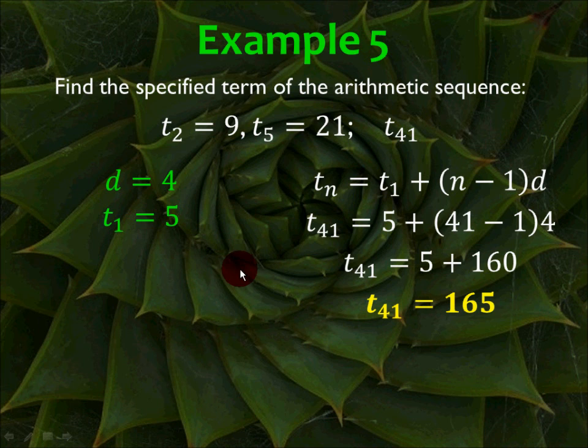So, in this example, you just figure out how many differences there are between 2 and 5. In this case, there are 3. It's basically the difference in term numbers. You find the difference between the values of each term and divide them into each other. In this case, it's 12 divided by 3 to get your difference of 4.